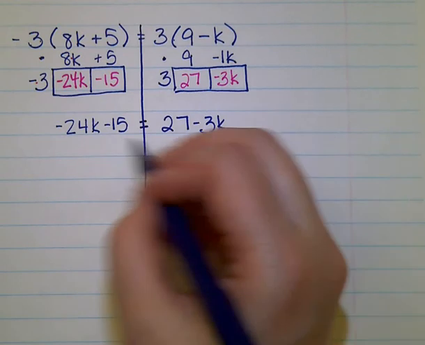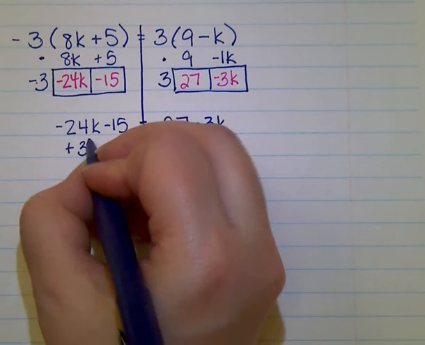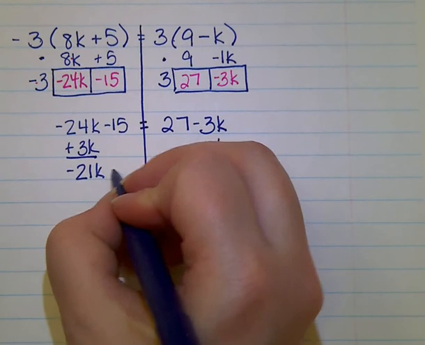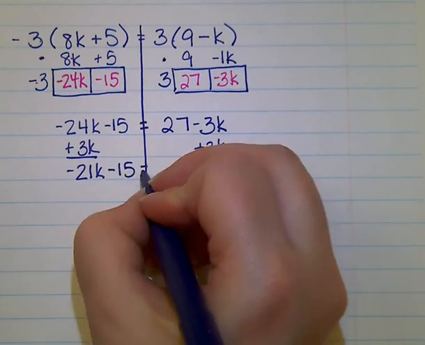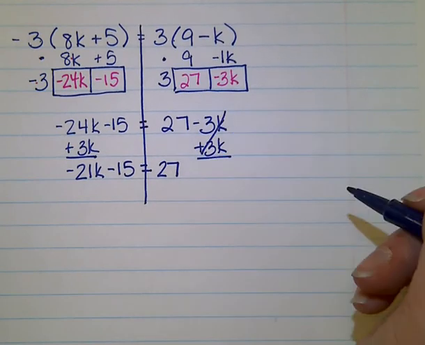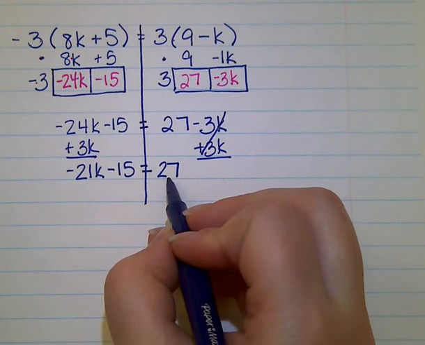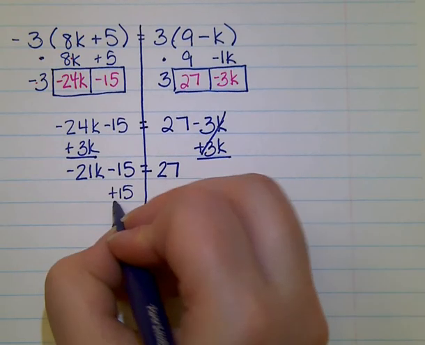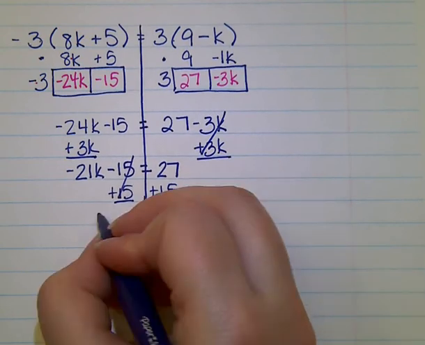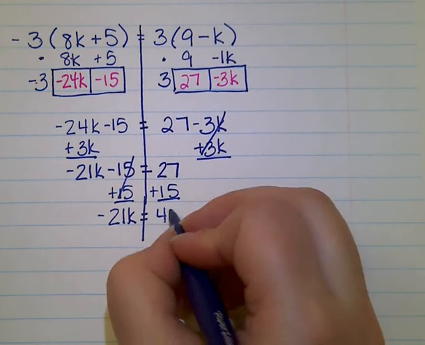I can choose what to move first, so I'm going to add a 3k to both sides. -24 plus 3 is a -21k. I haven't used the -15, so I'll bring that down. I haven't used the 27, so he can come down, and there is my 0. I'm going to move the -15 because it looks like the 27. So let's add a 15 to both sides. There's my 0, and I end up with a -21k on the left and a 42 on the right.